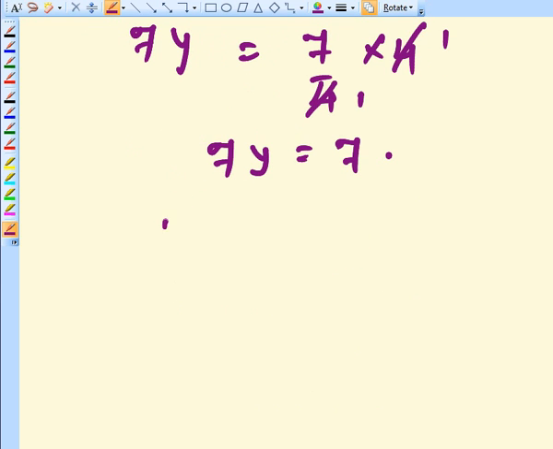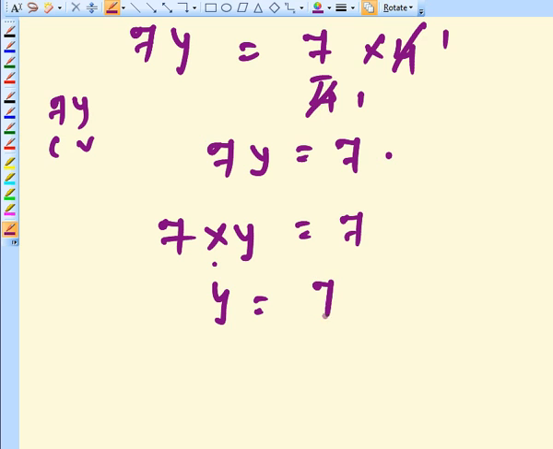Now this 7y can be written as 7 into y. I already taught you about constant and variable, when you are having values like 4y, 7y, 5x. So there is a relation between constant and variable, multiplication, equals 7. So y equals to, we will transpose this 7 to the right hand side.